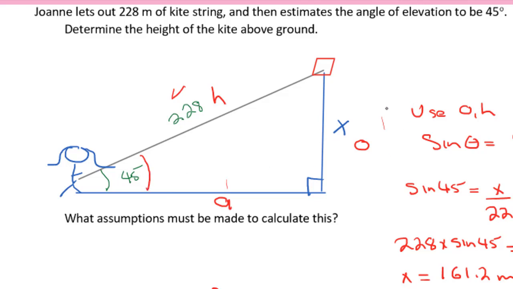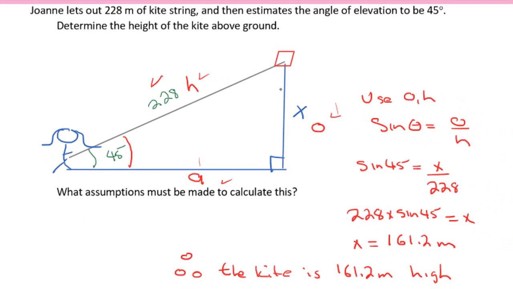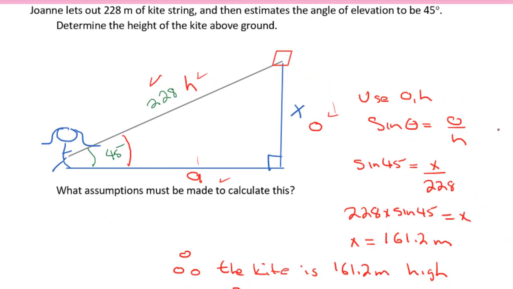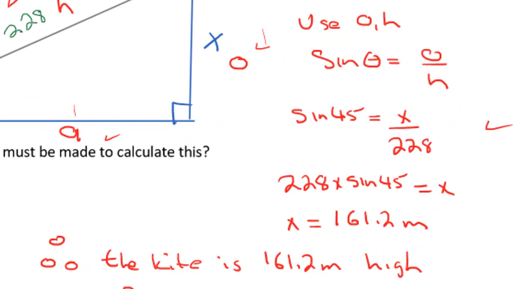When we label our triangle, we end up getting opposite over to this side here, adjacent here, and hypotenuse. And we're asked to figure out how high the kite is in the air. Because we're trying to figure out what opposite is and we're given the hypotenuse, we're going to use our sine ratio. Substituting in what we know, we get sine 45 equals x over 228. Punching everything into our calculator, we can determine that the kite is 161.2 meters high.